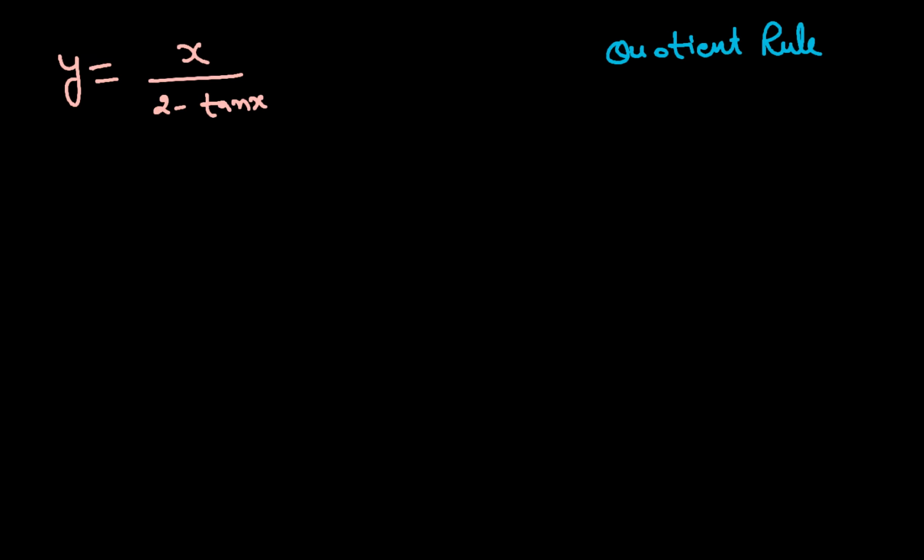Let's go to the next problem, which is y equals x over 2 minus tangent x, and we are going to find the derivative of it. To find the derivative of a function that looks like a fraction, we're going to use the quotient rule. This is my numerator and this is my denominator. So let's say you have the function f of x over g of x, and we are going to find the derivative of this function.